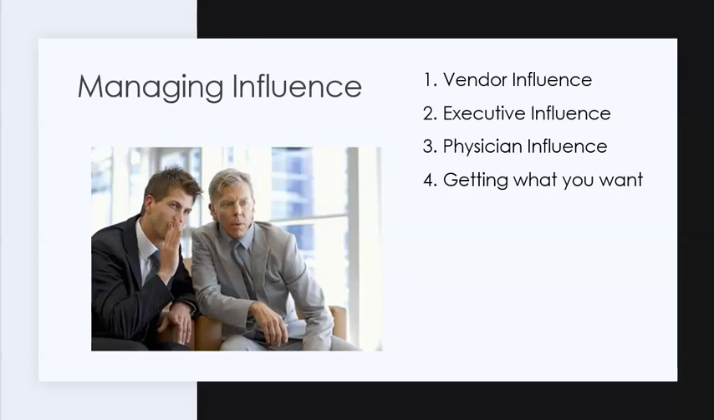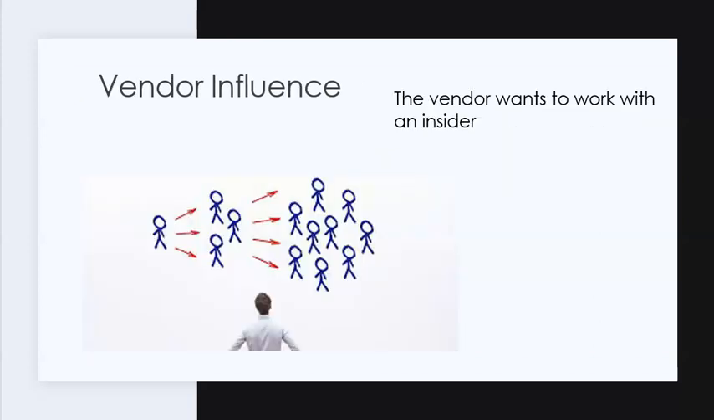And in projects like this, there are 4 types of influence. There is vendor influence, which means getting the hospital to buy their product. Executive influence, which usually is getting the cheapest product. Physician influence, which is usually getting the product that makes the physician's job the easiest. And then last but not least, there's getting what you want, which is getting a product that works with our current systems and is easy to support. Let's talk about those types of influence.